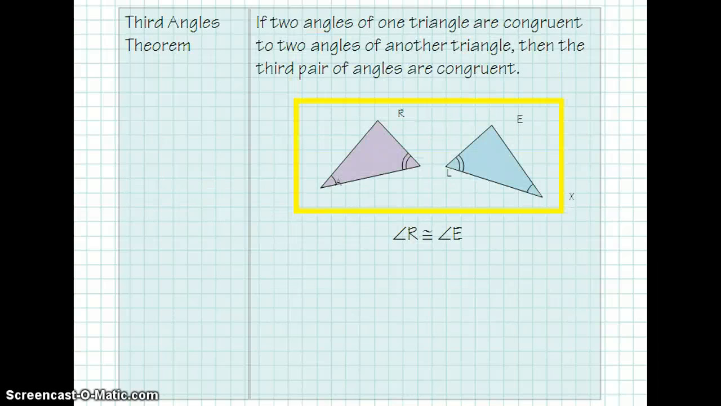And then finally we have what's called the third angles theorem. This one says that if two angles of one triangle are congruent to two angles of another triangle, then the third pair of angles are congruent. So essentially, if this angle and this angle are congruent, and this angle and this angle are congruent, well, again, because the angles add up to 180, then the third angles also have to be congruent.